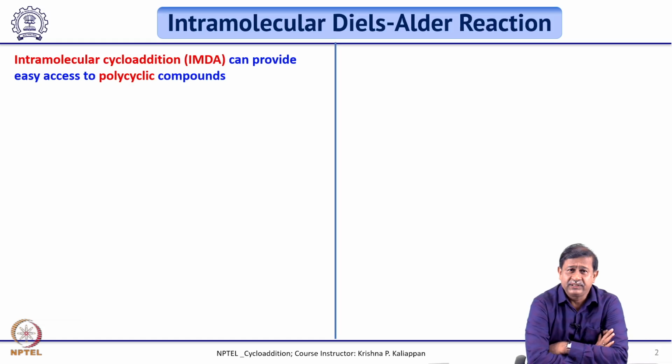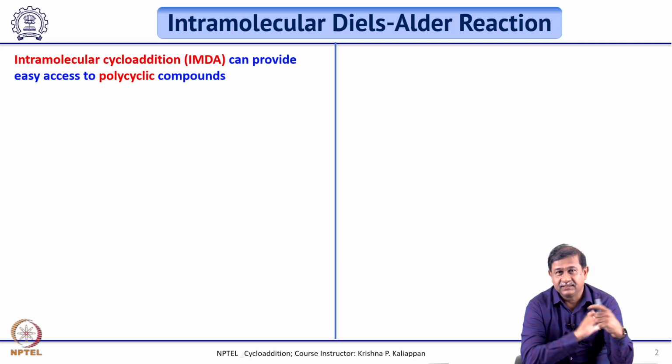So, hello everyone, welcome back to the second week of the NPTEL lecture series on cycloaddition. In the last week we talked about 4+2 cycloaddition reactions, and mostly we talked about the intermolecular Diels-Alder reaction. That means you take the diene and dienophile separately and then heat them to get a monocyclic compound.